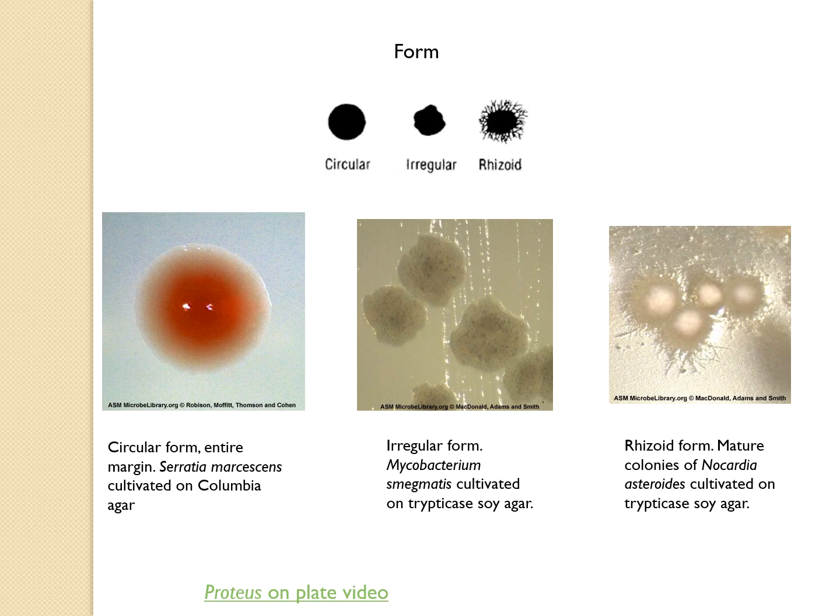When we look at form, we're looking at a circular form in the first slide. The entire margin is nice and round, right, as Serratia marcescens. And then we can have an irregular form. There is Mycobacterium smegmatis, and you see that it doesn't look nice and round. And then finally, rhizoid form, you kind of look like you've got these little roots growing out of it.